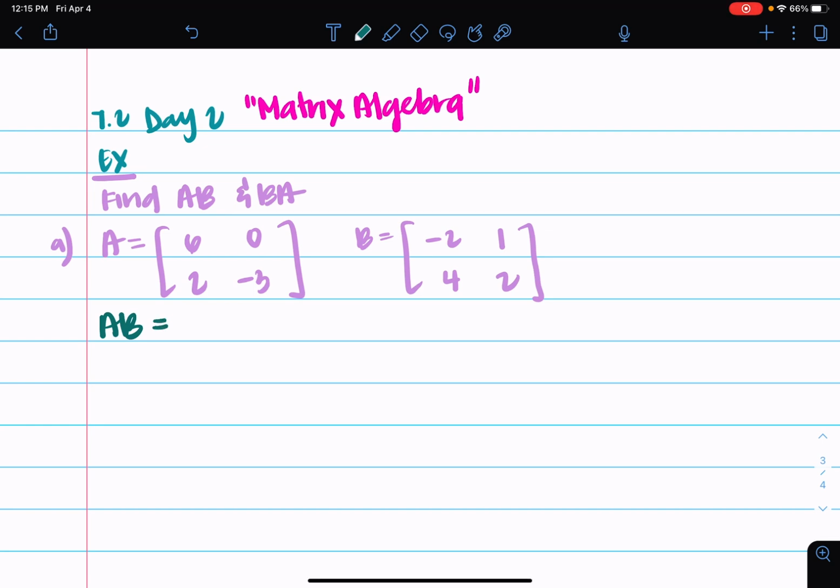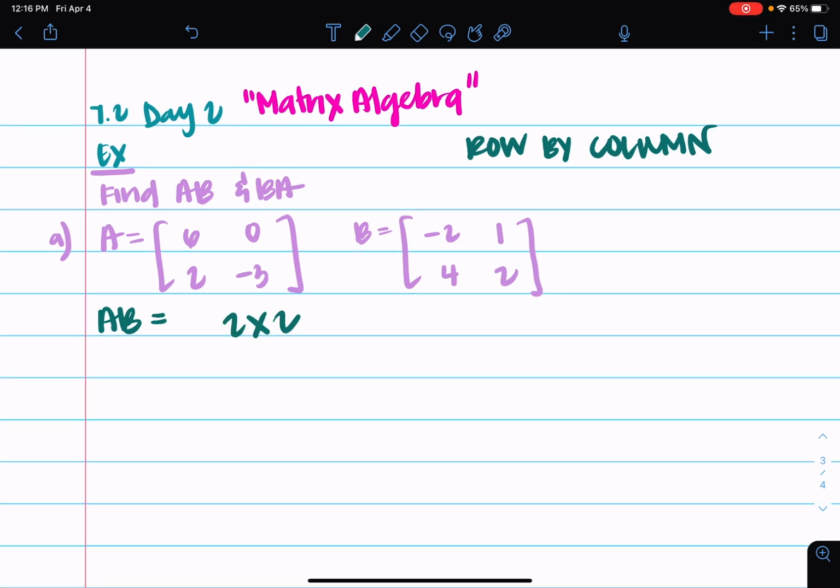Okay, so what you have to do first is state the order of each matrix. Remember, we go row by column. So we have 2 rows, 2 columns. This is a 2 by 2. Same thing here, this is a 2 by 2. What you want to look for is that the middle 2 numbers have to match. If they match, you can multiply. If they don't match, you can't multiply.